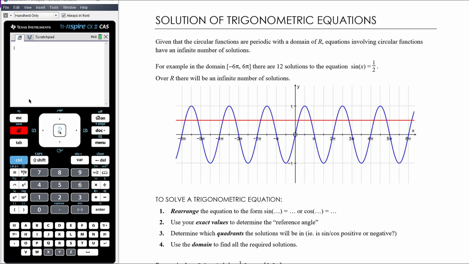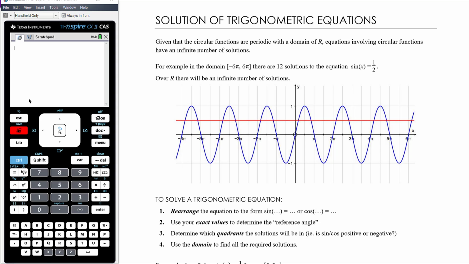So I'm going to do this over two videos. The first will be solving very, very simple trig equations where there's not too much going on. And then there'll be a second video to follow this one, looking at more complex equations where there is a bit more going on within the sine or the cosine function.